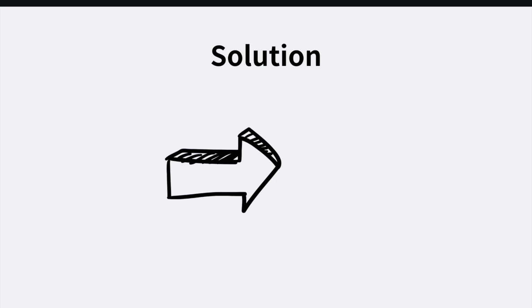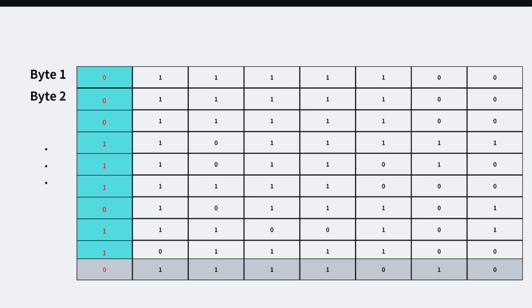But don't worry about this. There's a solution to this problem. The solution is the parity block. So in parity block, parity check is done in both horizontal and vertical. So in each byte there is a parity bit, and at the end of the data there is a parity byte.